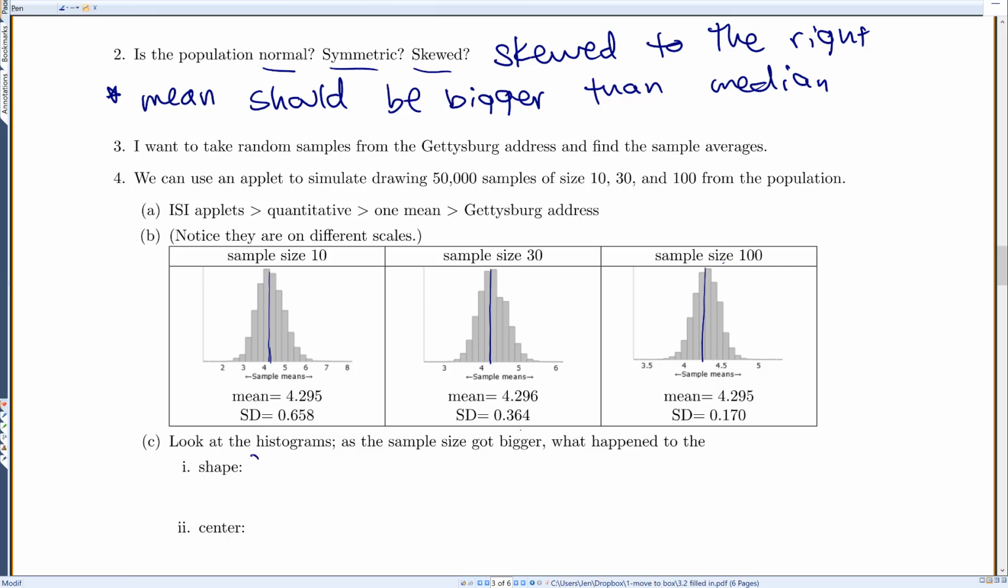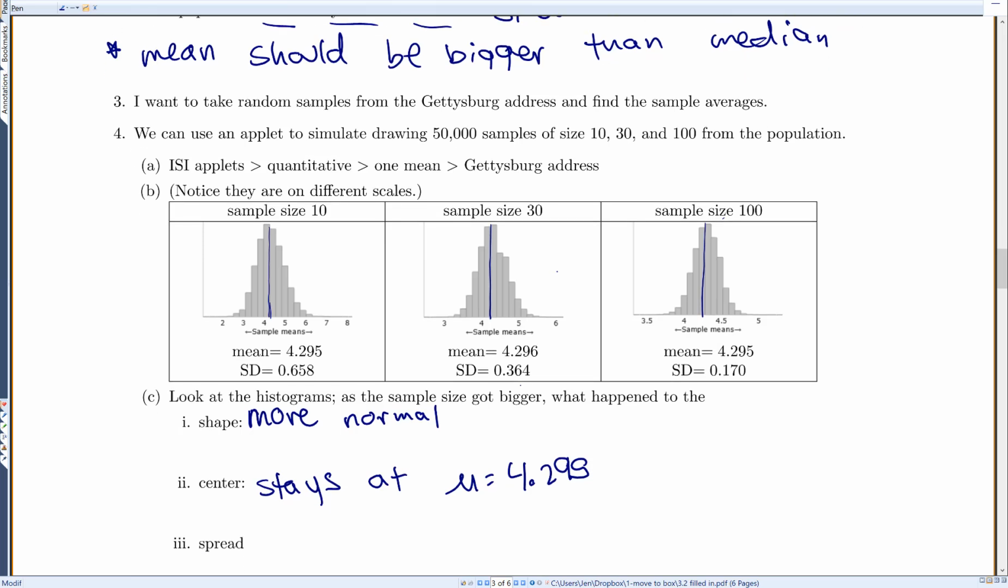So as the sample size got bigger, what happened to the shape? As it gets bigger, it will look more and more normal. But really, even at a sample size of 10, it was pretty close to normal. I couldn't really tell the difference. Okay. The center stays at mu equals 4.295, give or take a little bit for just simulation rounding. But my spread, my standard deviation, got smaller.